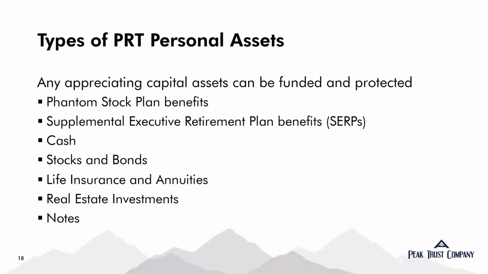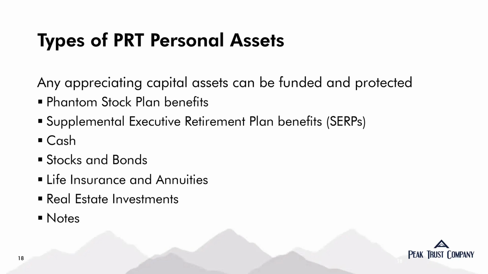But other types of personal assets that are appropriate, that can be funded and protected as exempt retirement assets in the PRT: phantom stock plan benefits, supplemental executive retirement plan benefits. These are called SERPs, and they're already retirement, but they're not exempt retirement. So certainly it makes it more appropriate to put them in some place where they can be protected for their retirement purpose. Cash, that's a no-brainer. Stocks and bonds, that's another no-brainer. Those are low-hanging fruit for creditors.